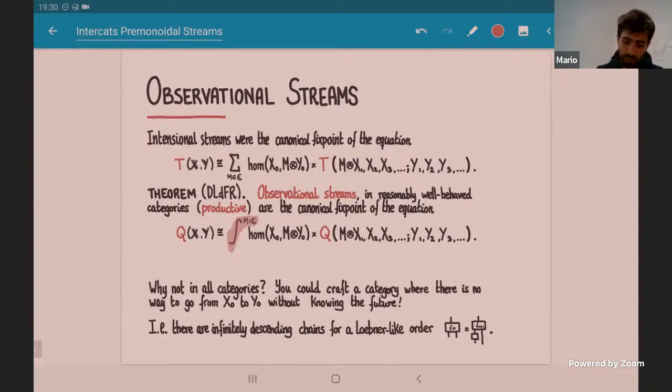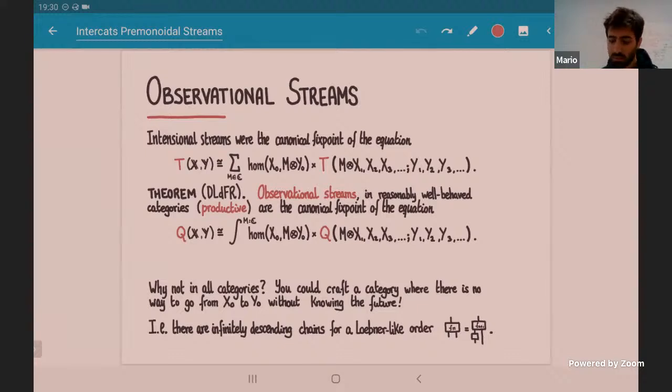This doesn't work in all categories. This only works in some well-behaved categories. And now we're going to go into this. But I think the important thing here is that at the end of the day, we have taken this intuition that we have of what monoidal streams should be. We can go through all the process of getting the right notion of equality. And then at the end of the day, we can still recover them as a final fixed point of a functor. They are a final coalgebra.